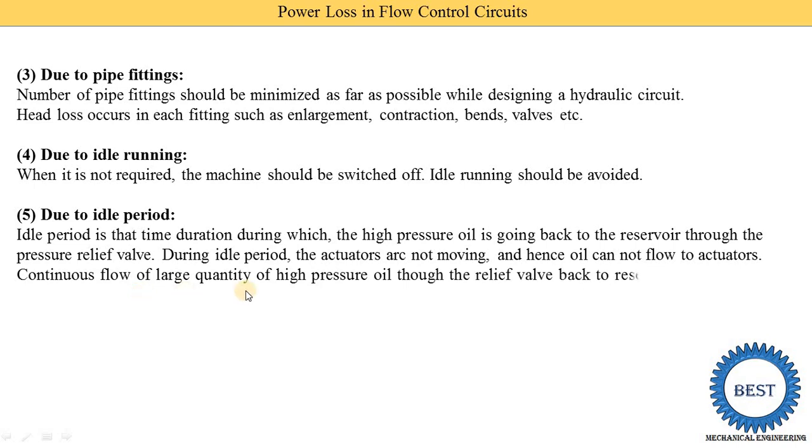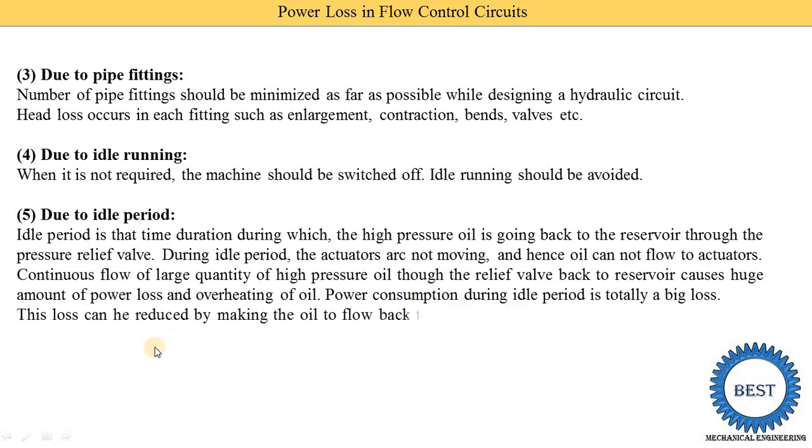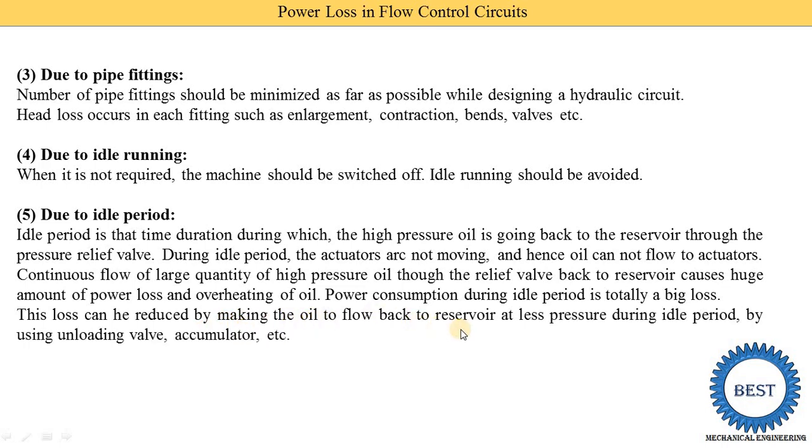Continuous flow of a large quantity of high pressure oil through the relief valve back to the reservoir causes a huge amount of power loss and overheating of the oil. We know that when oil passes through the pressure relief valve, overheating of the oil occurs. Power consumption during the idle period is a big loss. This loss can be reduced by making the oil flow back to the reservoir at lower pressure during the idle periods, by using unloading valves and accumulators.